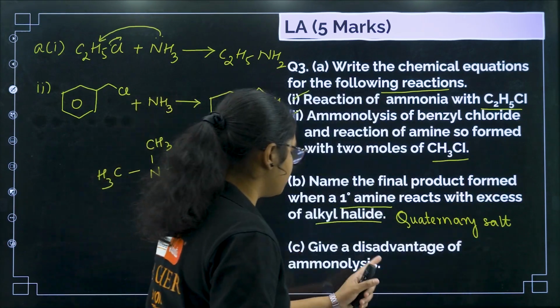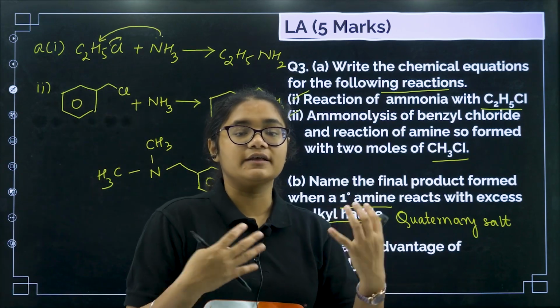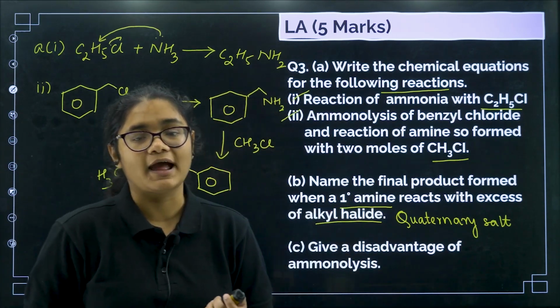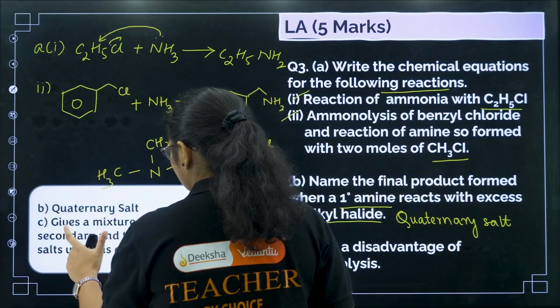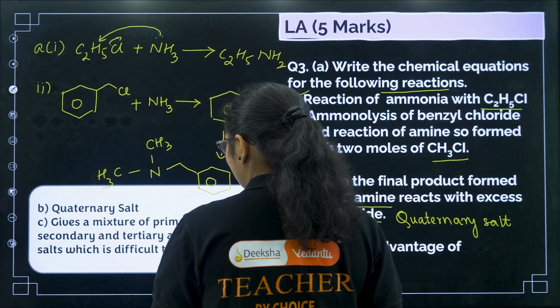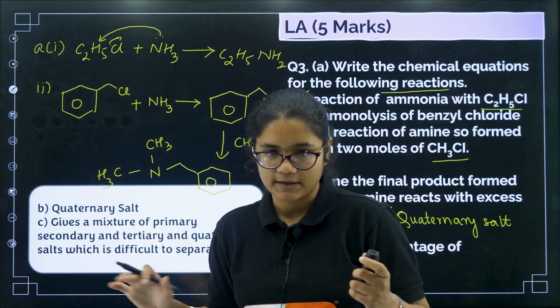Next question, give a disadvantage of ammonolysis. Disadvantage is that it gives you a mixture of primary, secondary and tertiary amines, right? You can see here. So we'll get quaternary salt, it gives a mixture of primary, secondary and tertiary amines which is difficult to separate. Clear?